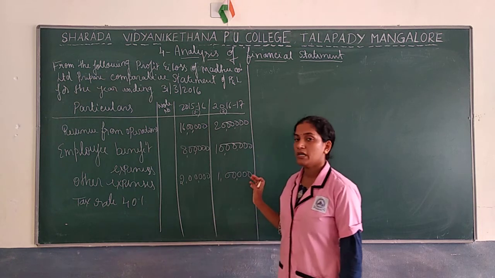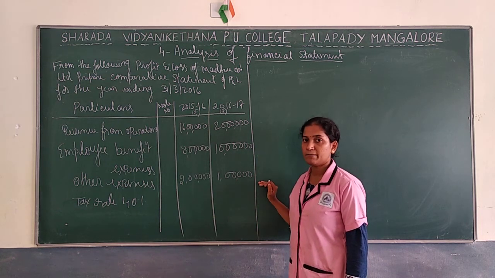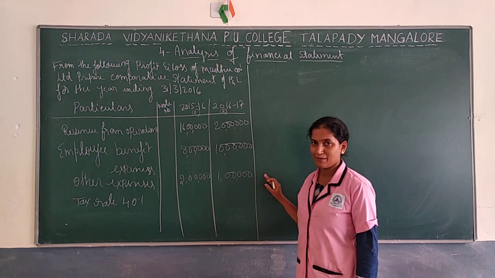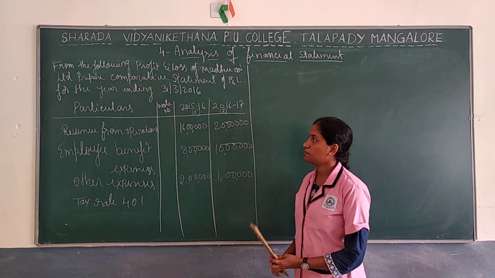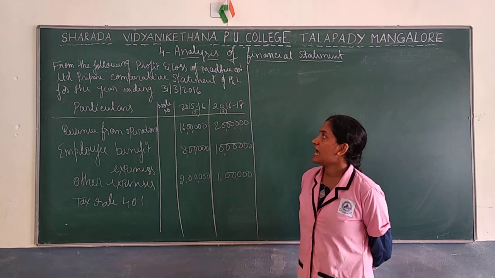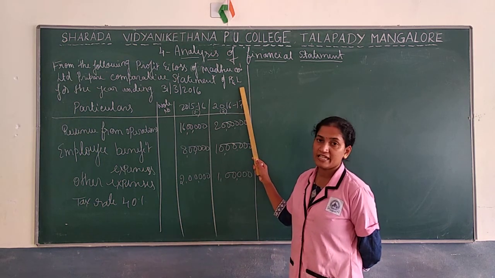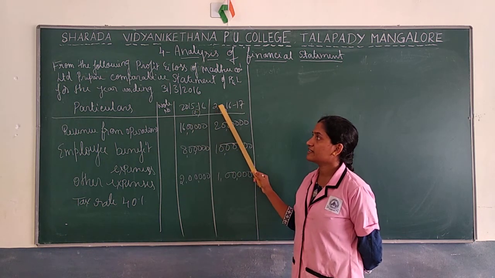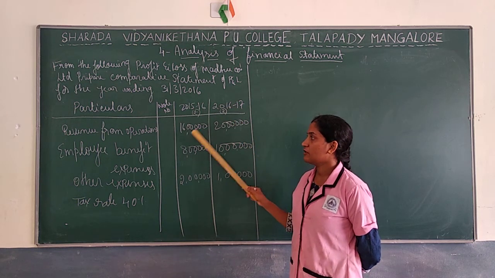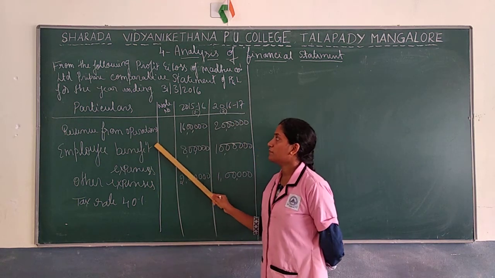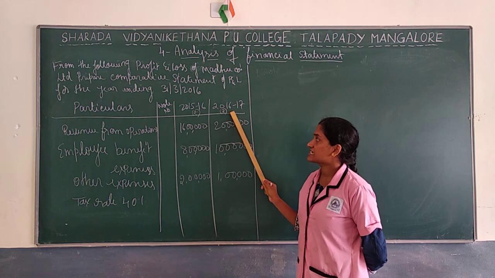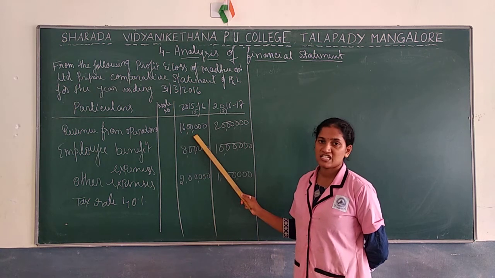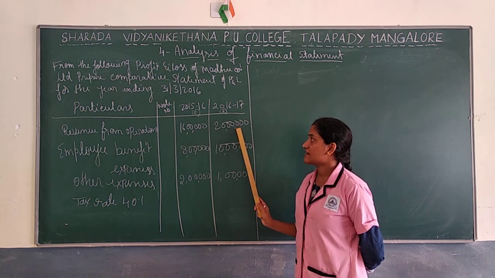Okay. So as I have informed in the previous class, income statement and the profit and loss statement are the same. Let us see what is asked in this problem. From the following profit and loss of Madhu Company Limited, prepare a comparative statement of profit and loss for the year ending 31st May 2016. You have the particulars. Revenue from operation for the year 2015-16 and 2016-17 is given. For 2015-16 you have 16 lakh and for 2016-17, 20 lakh.